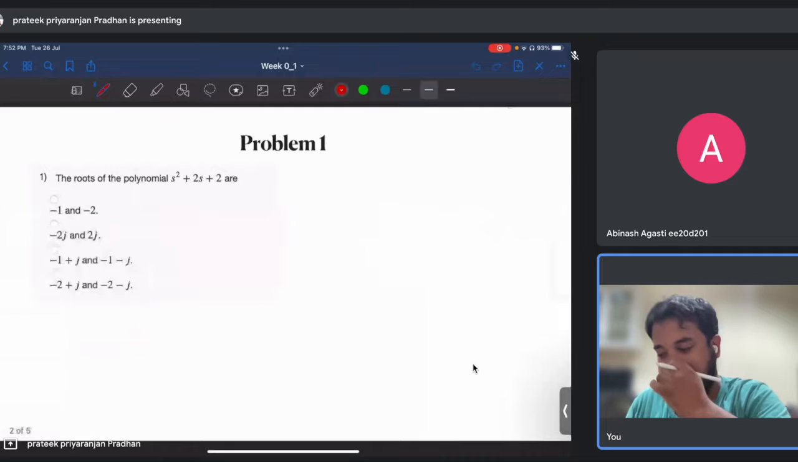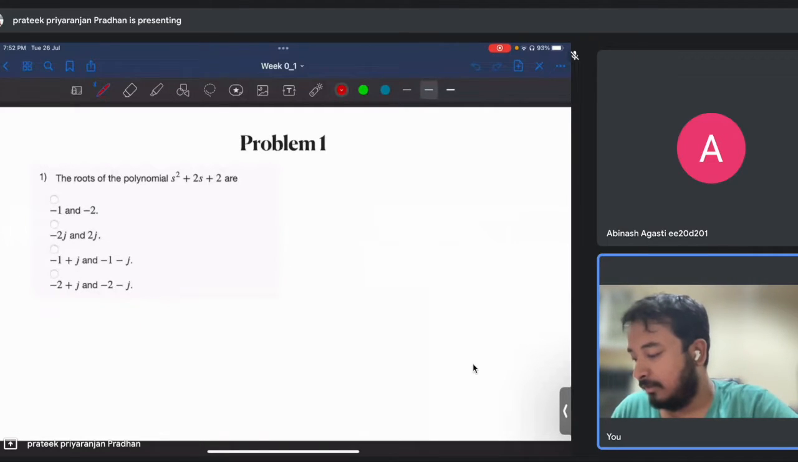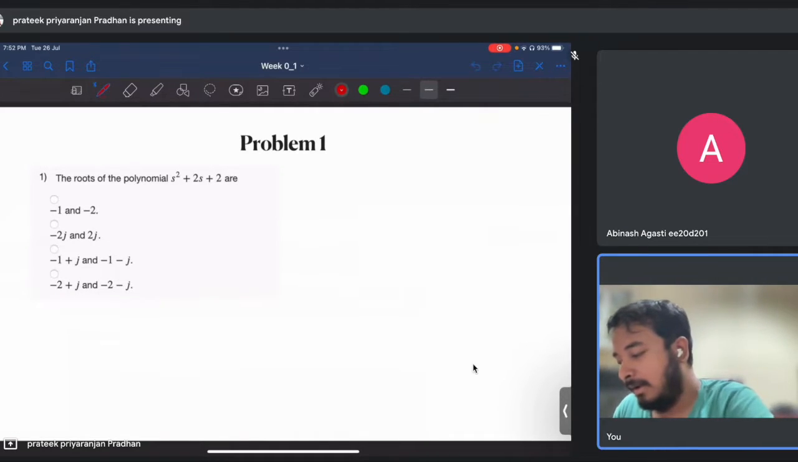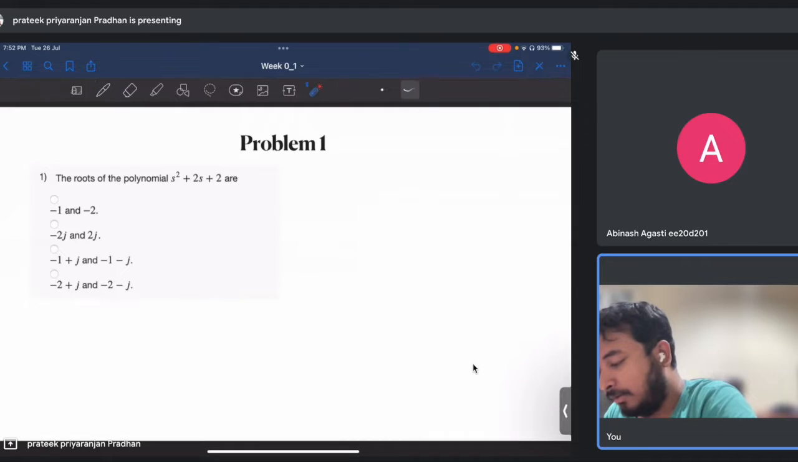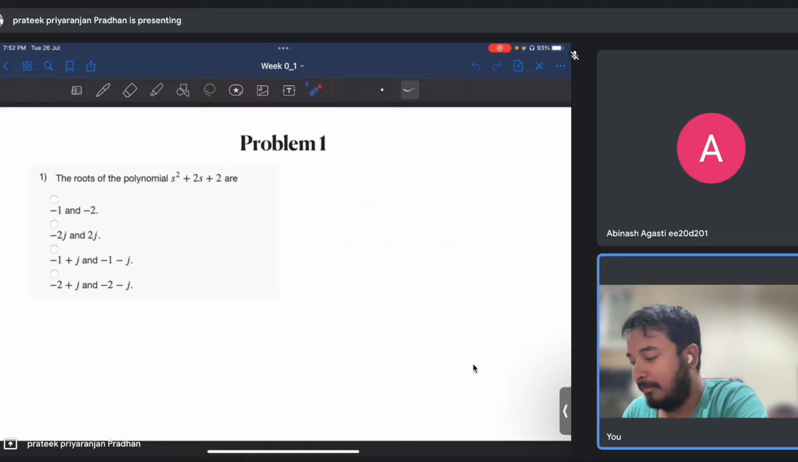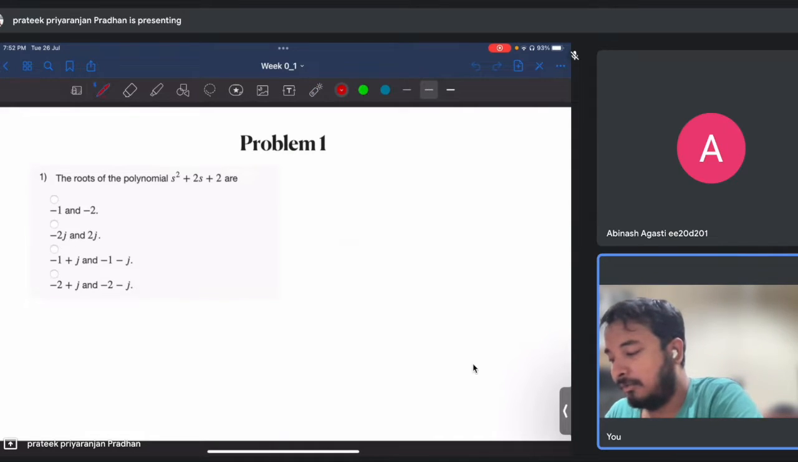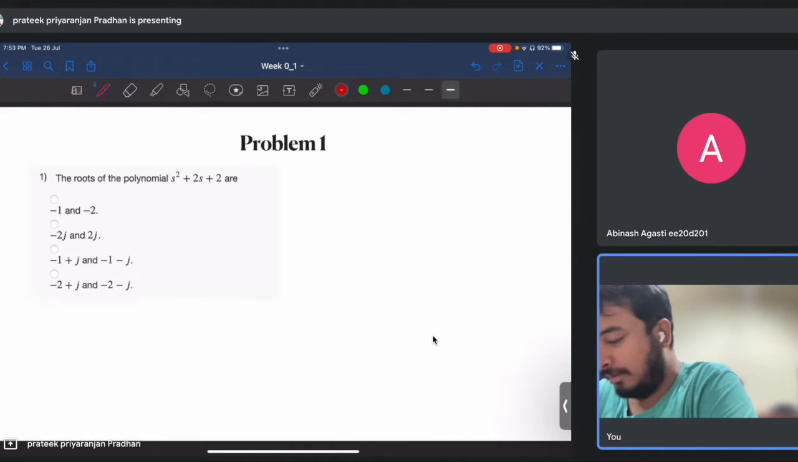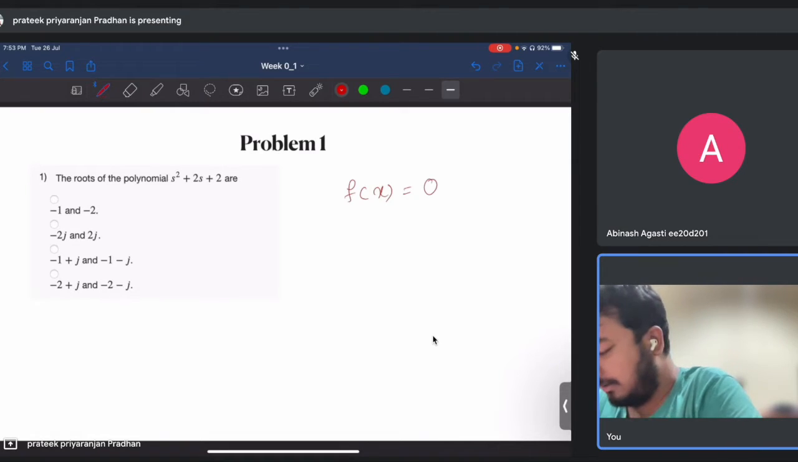The first question was: what are the roots of the polynomial s square plus 2s plus 2? This is a very basic question. You might know how to approach it. For any polynomial f of x, to find the roots we just need to equate it with 0. So here the polynomial is s square plus 2s plus 2.